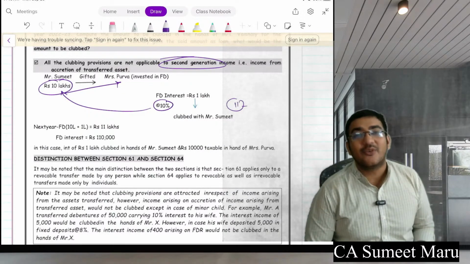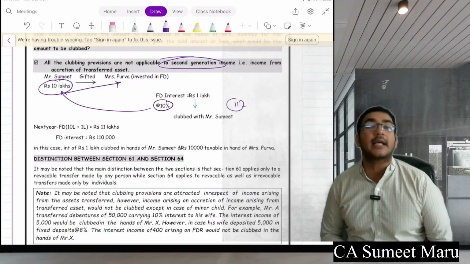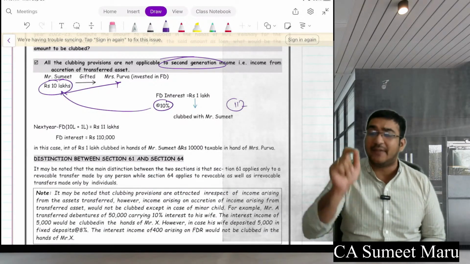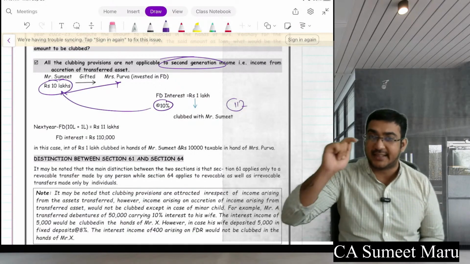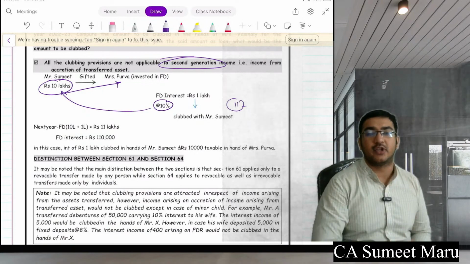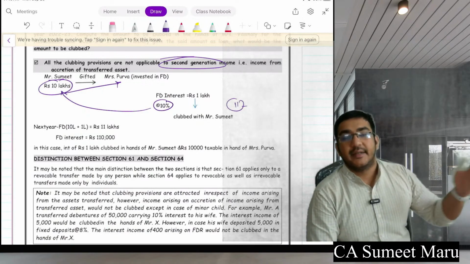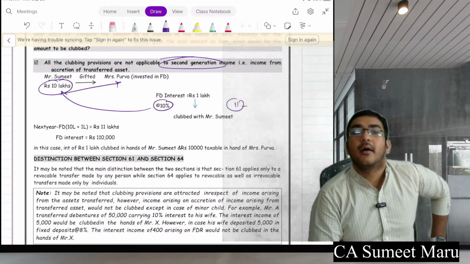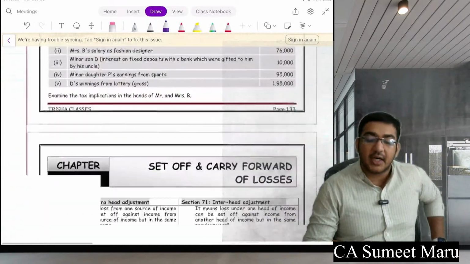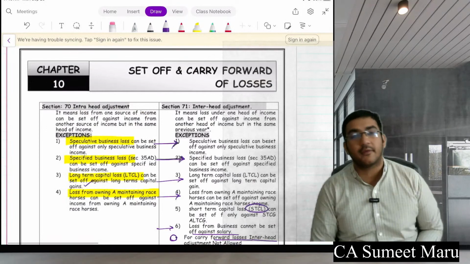Also, one last thing: when you invest in the business of your spouse, and if your investment forms part of the opening capital, that is as on 1st of April, then the proportionate profit will be clubbed in the hands of the investor, the one who is giving the money. Everyone, please remember this. So with this, we finish this chapter as well. That was your clubbing of income.